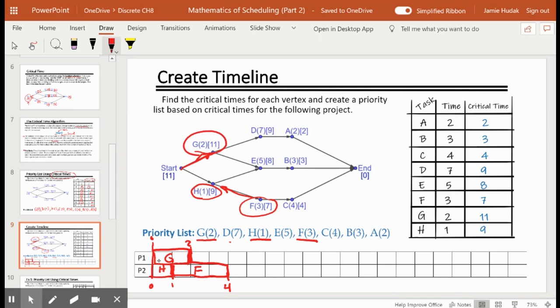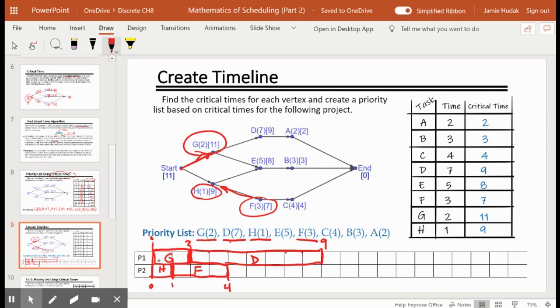D requires 7 units of time. 1, 2, 3, 4, 5, 6, 7. So task D will take up this part of the schedule. 2 plus 7 brings us to the 9th unit of time. I'm going to underline it saying it's been put on the schedule.